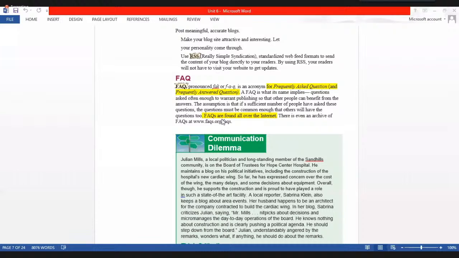Haven't you found that FAQ? When you type in a certain topic and you want to know about that topic, you go to the website, isn't it? And then while searching, you find FAQ. People also search, right?